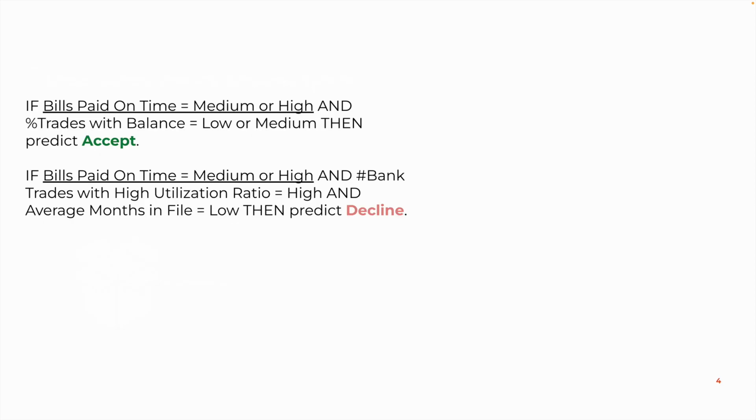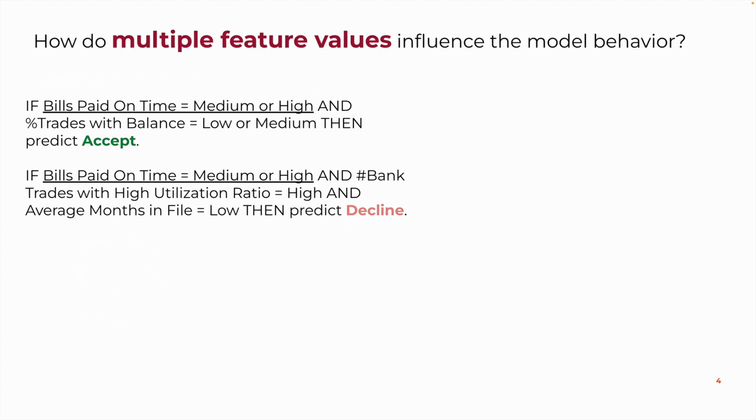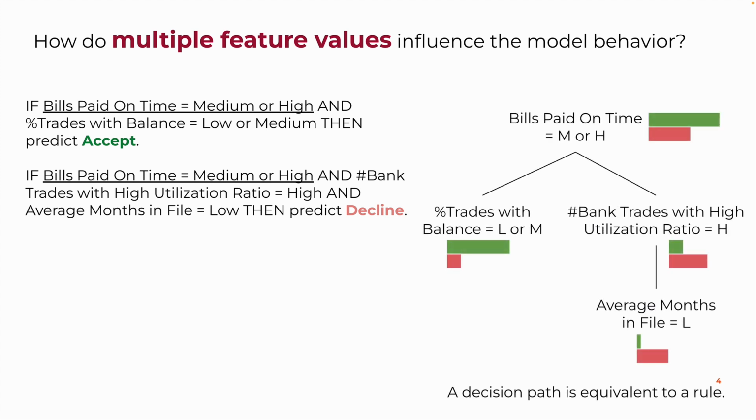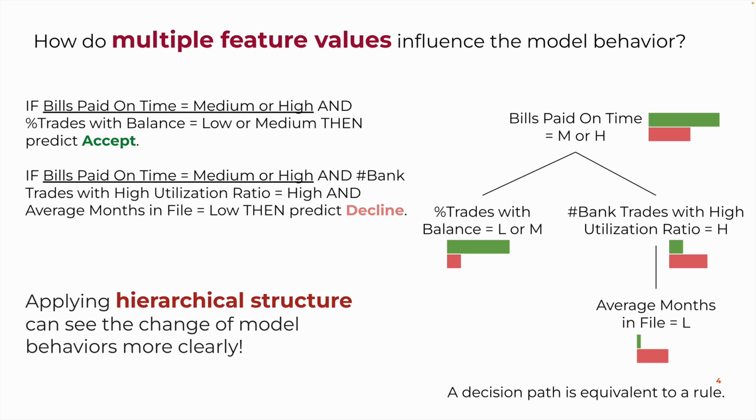Let's try to simplify this problem a little bit. Given the two surrogate rules here, why does the value of bills paid on time lead to different model predictions? A direct way of analyzing is to extract the shared condition, bills paid on time equals median or high, see how the model decision distributes when a condition is applied, and then see after adding more conditions how the distribution of model decisions changes. If you're familiar with decision tree, here a rule is equivalent to a decision path. In this case, we can see that applying hierarchical structure can help us see the change of model behaviors more clearly.